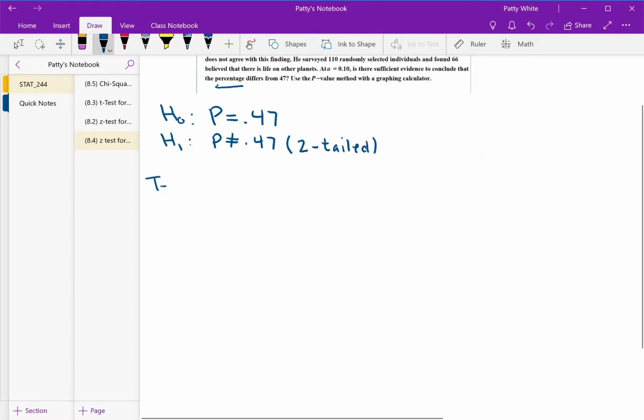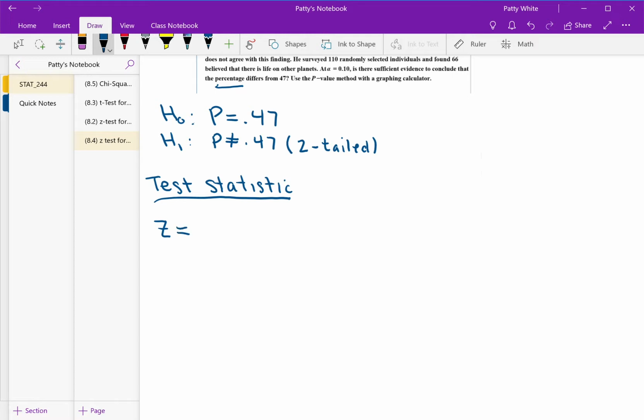So our next step is to find our test statistic. To find our test statistic, we need to know what distribution we're working with. Whenever we are doing a hypothesis test about a proportion, we're always going to be working with the normal distribution. So that means that we have a z test statistic. Now it looks a little bit different than it did when we were talking about means. This time our z test statistic is p hat minus p all over the square root of p times q divided by n.